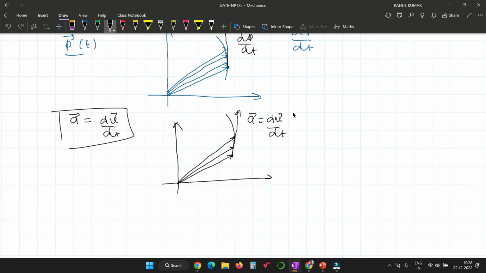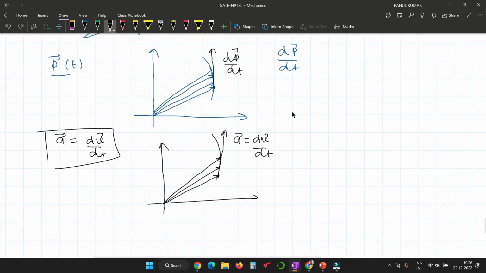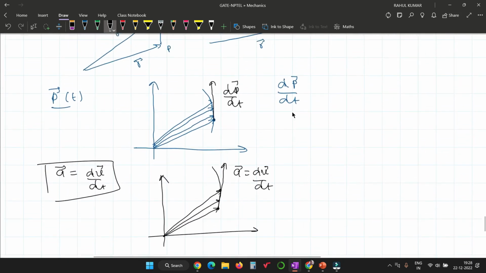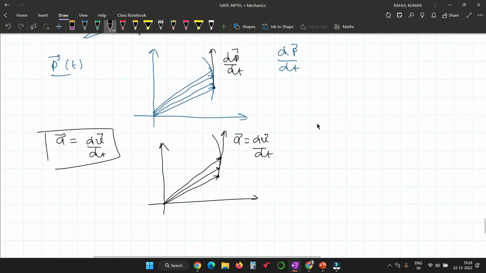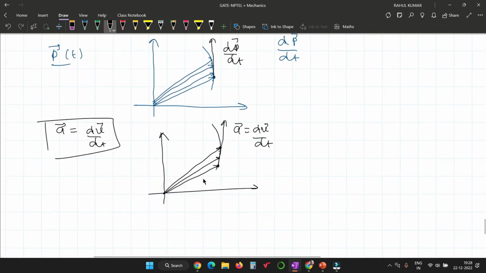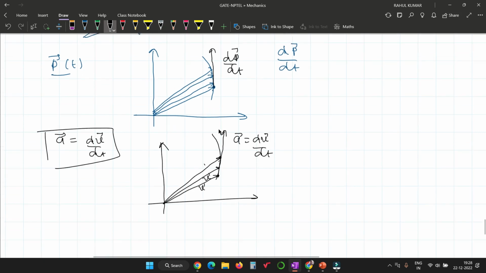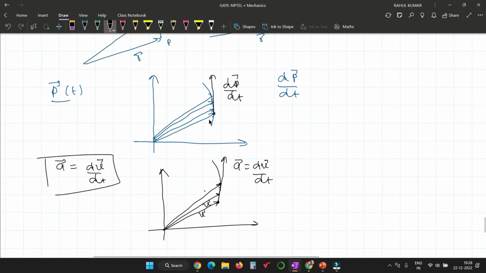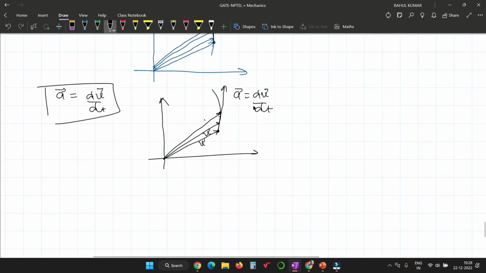You may get confused and say, sir, it means that acceleration is always tangential to the path. In general, that is not correct. Here I am drawing the velocity at each interval of time, just like I was drawing the vector p at each interval of time. So in general, acceleration direction is not always tangent to the curve.